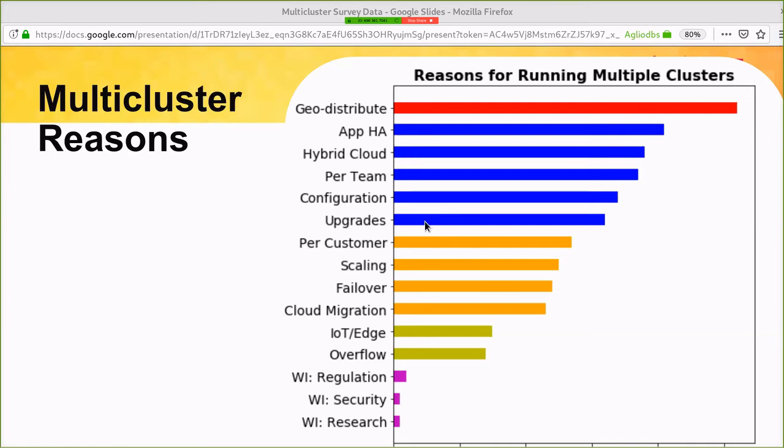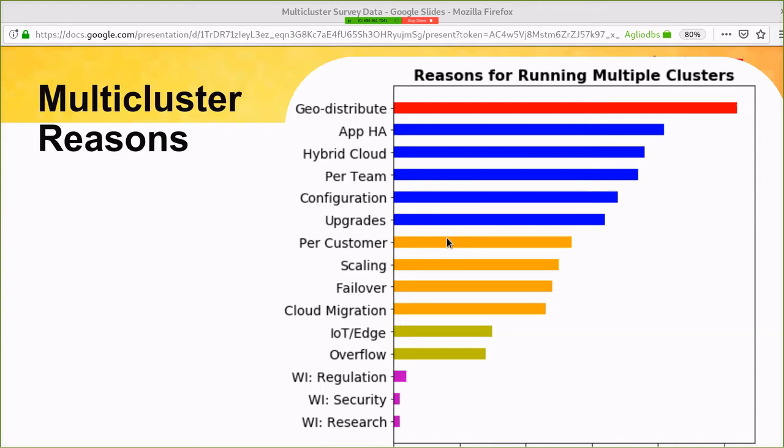Upgrades, lots of people want multiple clusters for upgrades. Then we get into a group of answers that address slightly less than half of our respondees. So that is per customer clusters, scaling, in other words, launching multiple clusters in order to overcome the limitations of how many nodes you could reasonably have in one cluster.